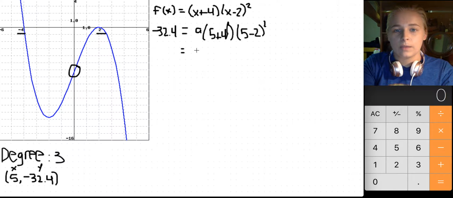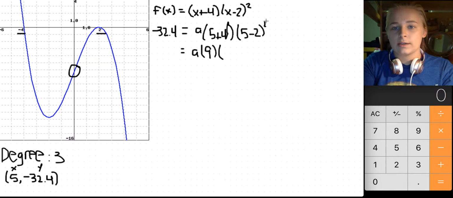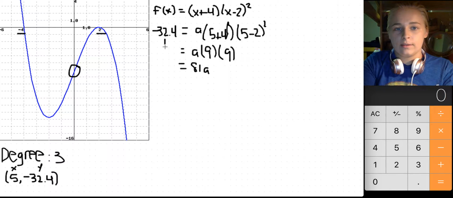So now we just have to move on to solve. So that stays the same. And then we take the a, and then we have 5 plus 4, sorry if that's kind of hard to read, which is 9. And then we also take 5 minus 2, which is 3, and then square it, which is also 9. So then we have 9 times 9, which is 81a. And then we bring this down, which is negative 32.4, and then we just have to solve.